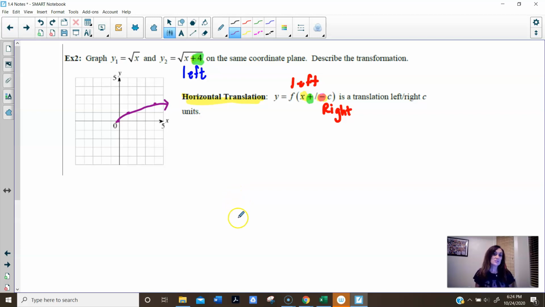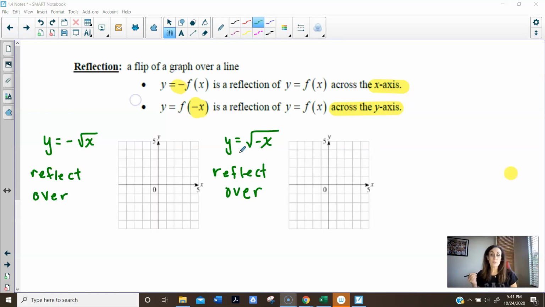Now the horizontal translation is left 4, so all I do is I take this parent function and I move it left 1, 2, 3, 4, and then I draw in the exact same graph. So I have a point here, and I have a point here, and then I draw my graph, and that is the horizontal transformation, which happens to be a rigid transformation. Here's my graph, and next is reflection.